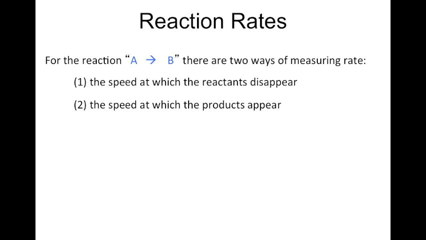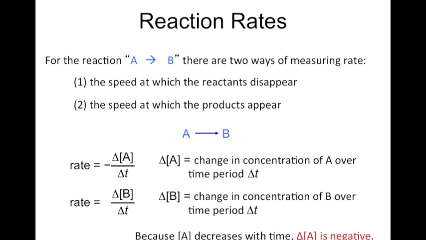So if we're measuring reaction rates, let's say we want to measure the conversion of A into B. We can measure it two ways. We can measure the speed at which reactant A disappears, or we can measure the rate at which product B appears. We could write an equation for this, or a couple of equations, if we wanted to measure the rate based on the decrease in concentration of A.